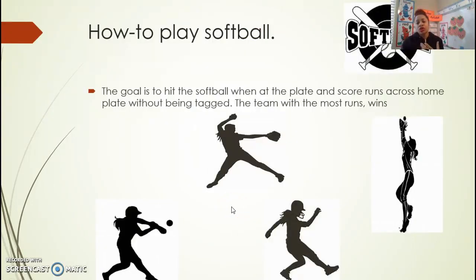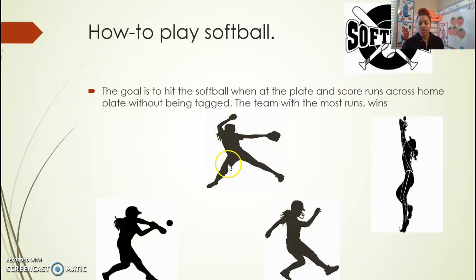Now, the goal of softball is to hit the ball, right? When the pitcher throws it to you and you hit the ball far enough where any man or lady that you have on bases could come on home. The more people that cross the plate is a score, right? And they're scored one run at a time, right? So the team who has the most runs, of course, they win.